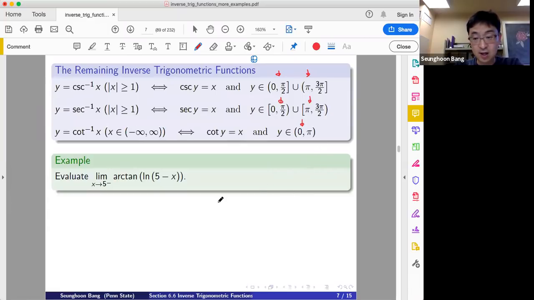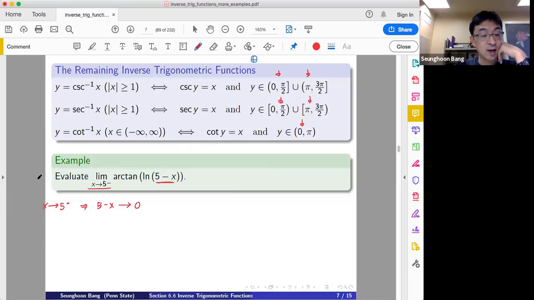So the answer is minus pi over 2. It's right, I think. You can check it. Doing it step by step is better. You can think about it here. The x value approaches 5 from the left. What happens? The inside one first, 5 minus x. You can plug 5 into x. 5 minus x approaches 0. 0 from the left or 0 from the right?